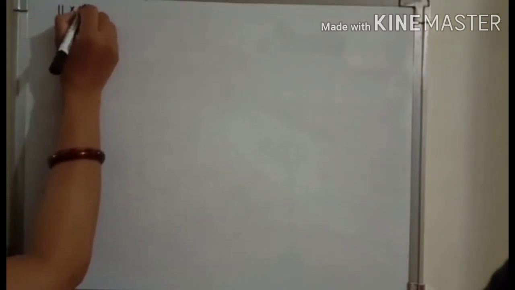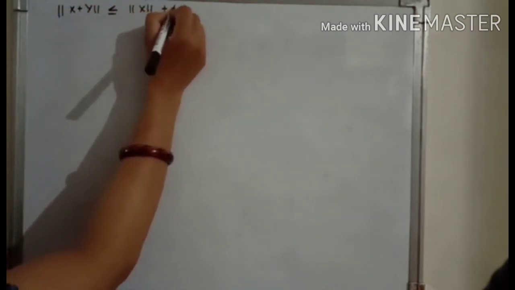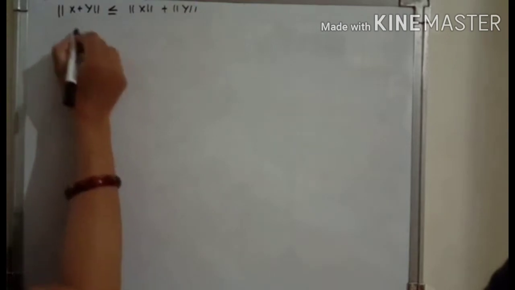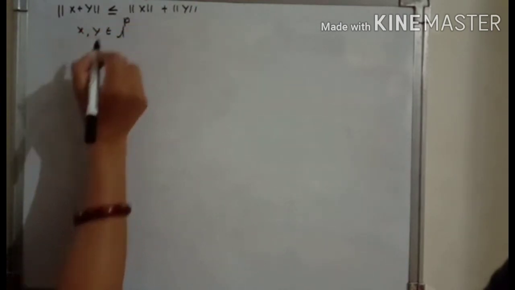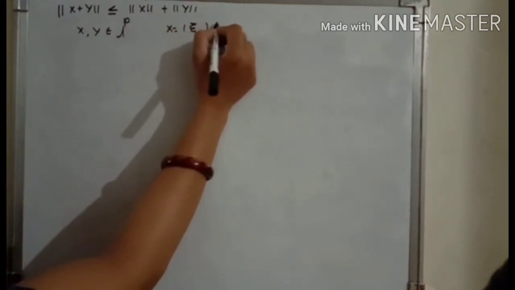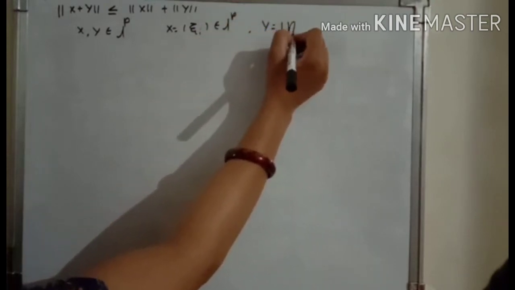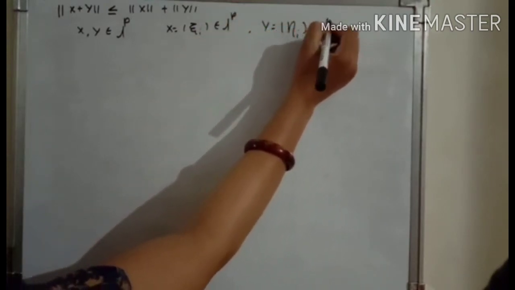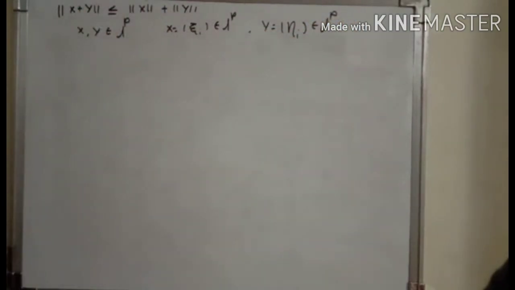We prove the third property of a norm, that is, the norm of x plus y is less than or equal to norm of x plus norm of y. Here we take x and y, any two elements of l^p. That means here x equals the sequence xi_i, which is an element of l^p, and y equals the sequence eta_i, which is also an element of l^p. For these two elements of l^p, we have to prove this triangle inequality.